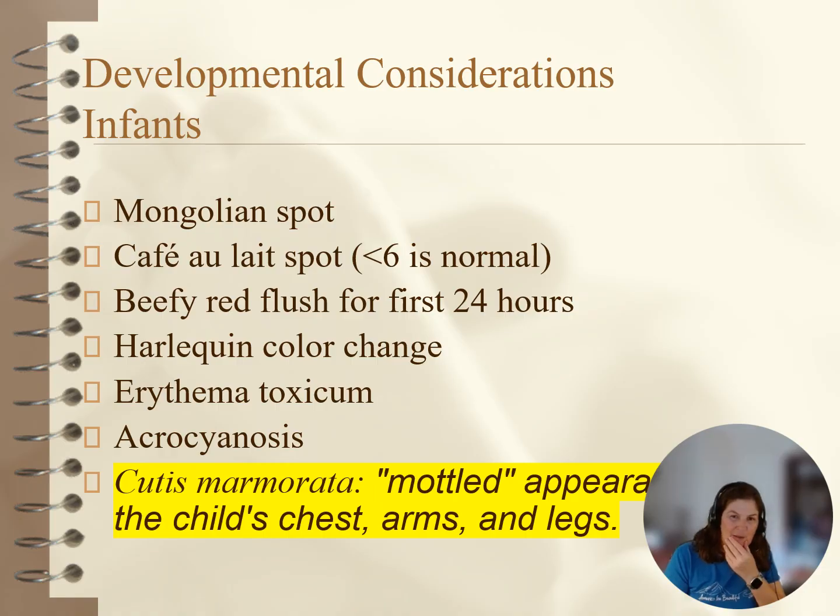Typically, infants will have a beefy red flush for the first 24 hours. And then sometimes they will have that mottled appearance on the child's chest, arms, and legs if they have the cutis marmorata.